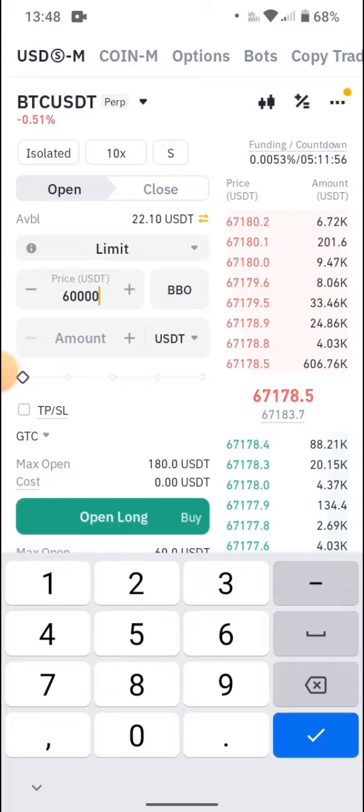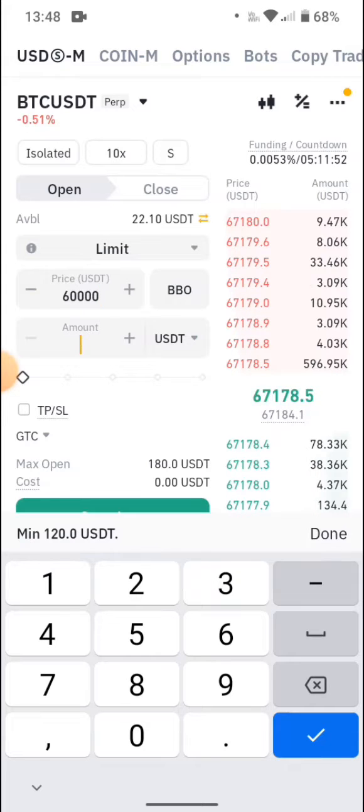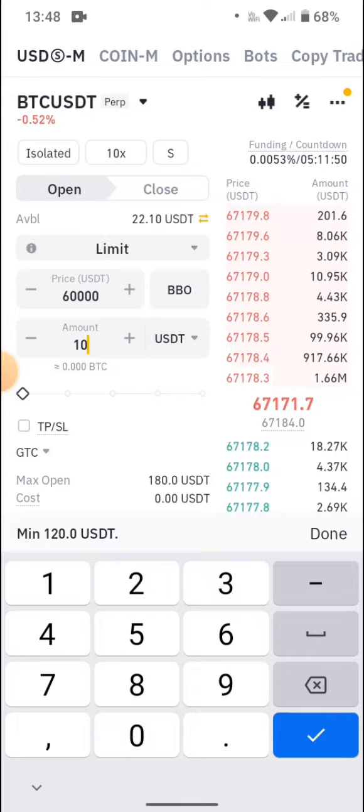You can basically set this to 60,000, and you put the amount which you want to buy. Let's say you just want to buy 10 USDT of Bitcoin when the price of Bitcoin reaches 60,000, which means you want to buy low. When the price of Bitcoin reaches 60,000, your order is automatically going to be triggered. You're going to have Bitcoin in your account.